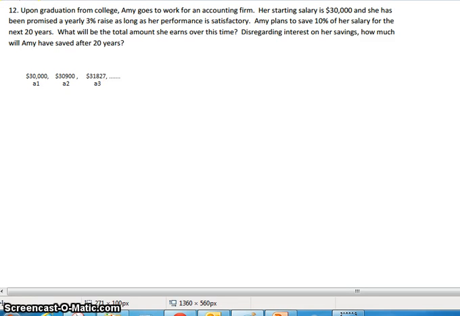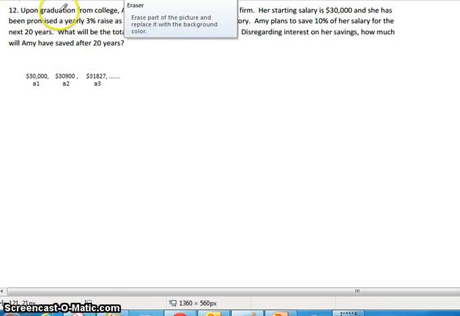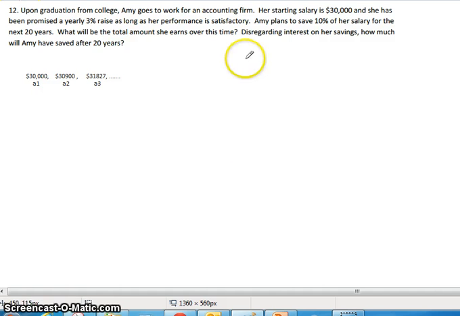Okay, this problem from the module review says, upon graduation from college, Amy goes to work for an accounting firm. Her starting salary is $30,000. She's been promised a yearly 3% raise as long as her performance is satisfactory. Amy plans to save 10% of her salary for the next 20 years. There are two questions here. What will be the total amount she earns over this time? And disregarding interest on her savings, how much will Amy save after 20 years?